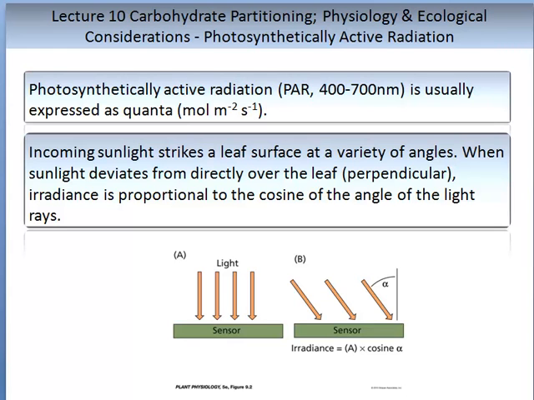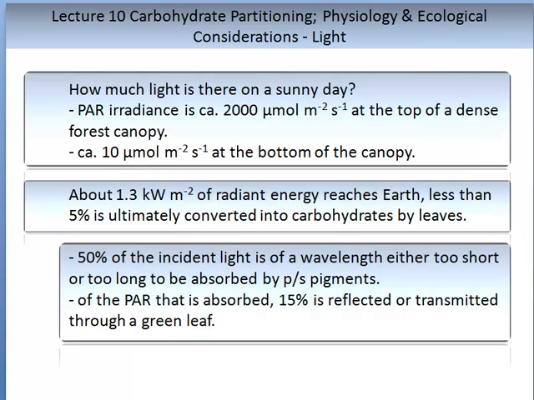Incoming sunlight will strike a leaf surface at a variety of angles, as you can see from the figure below. When sunlight deviates from directly over the leaf, or what we call perpendicular, irradiance is proportional to the cosine of the angle of the light rays. Now that we understand the relationship of the angle of light and a leaf surface, we can begin to ascertain how much light is on a sunny day.